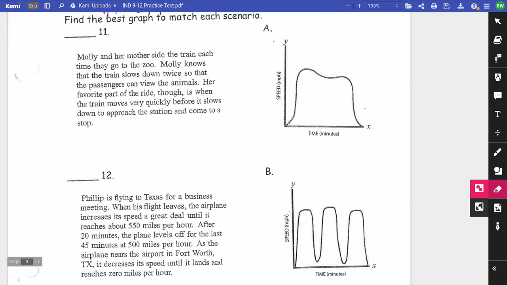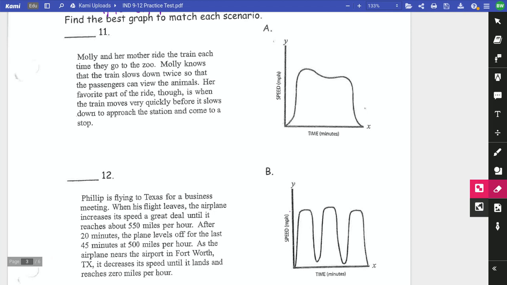Okay. So then the second one says, Philip is flying to Texas for a business meeting. When his flight leaves, the airplane increases its speed a great deal until it reaches about 550 miles per hour. After 20 minutes, the plane levels off for the last 45 minutes at 500 miles per hour. As the airplane nears the airport in Fort Worth, Texas, it decreases its speed until it lands and reaches 0 miles per hour.